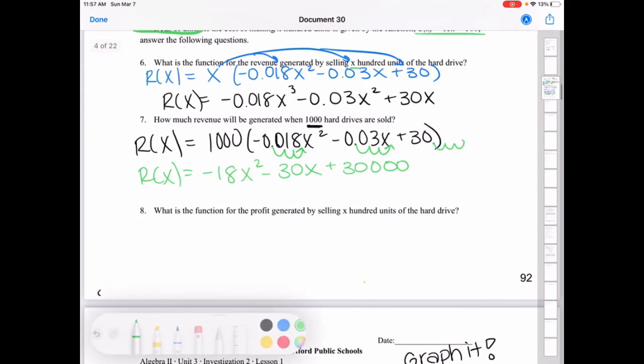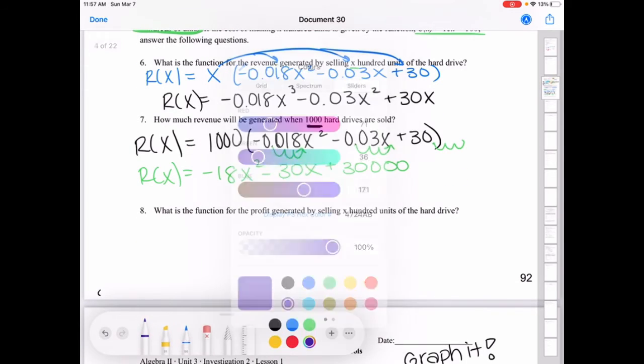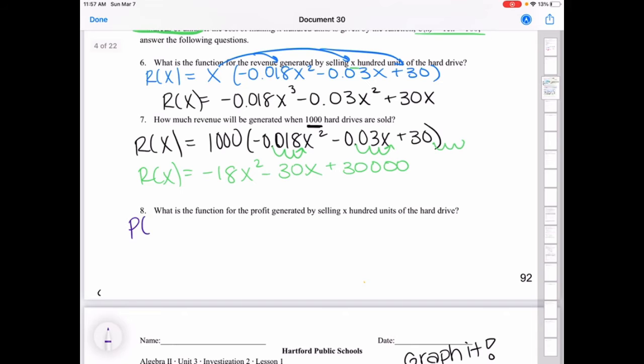Now it asks us for the profit. So to calculate profit, we know our P of X is equal to whatever our revenues are minus our cost of making those drives, right? Because we want the profit. We want to know revenue minus the cost of making all of that stuff. And now we're going to see whatever the remainder of that is, my profit.